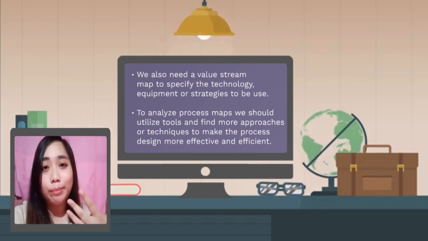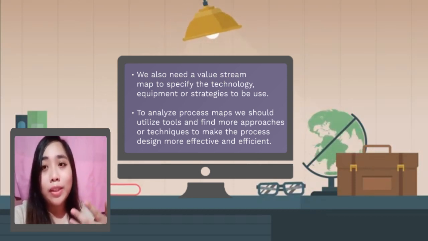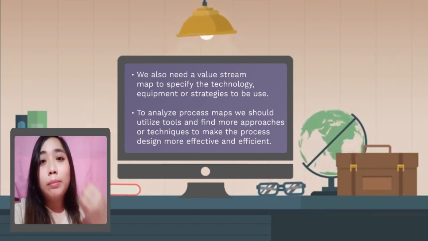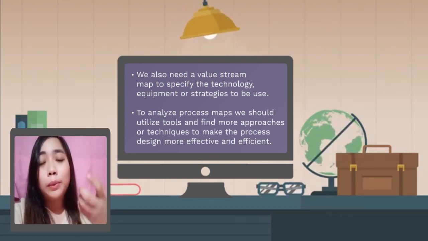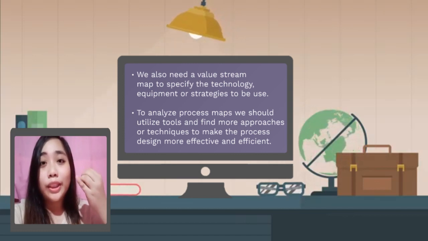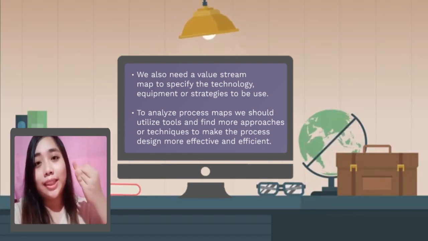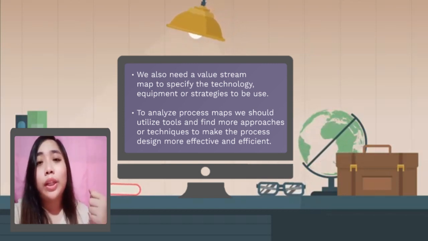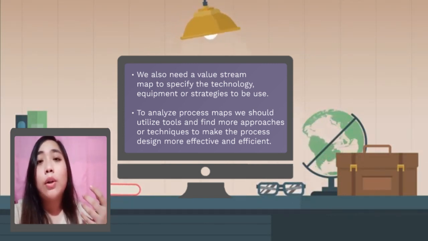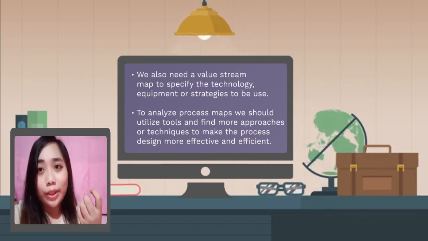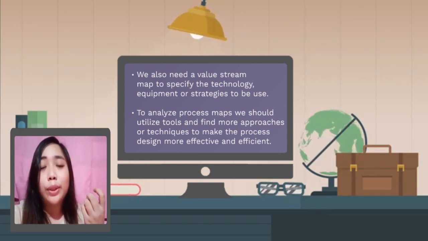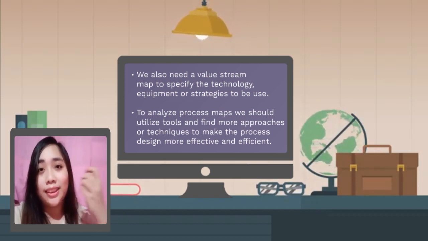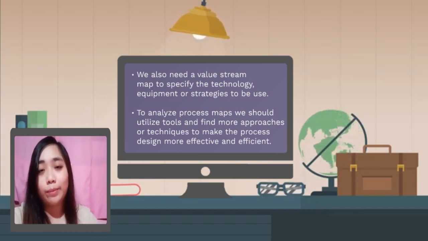a value stream map. The value stream map needs to be specific, meaning we need to put in the techniques, the strategies, the technologies and equipment that we will use. After that, we can create evaluations or do some short testing or hypotheses for the continuation of our process designs as well as for their development and improvement.